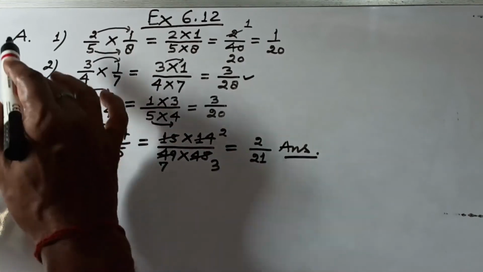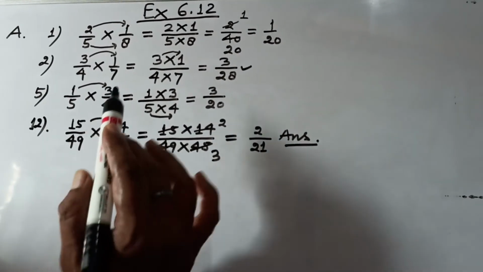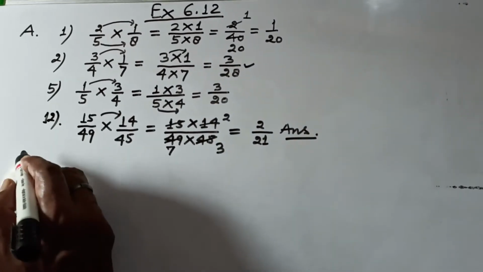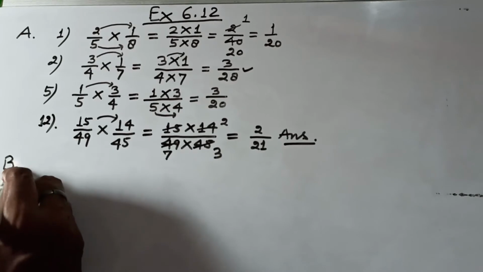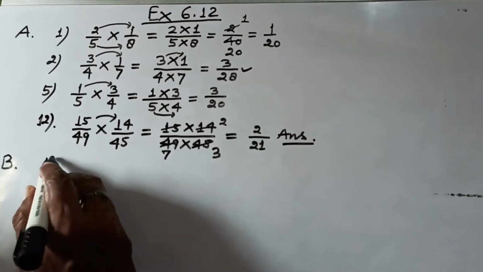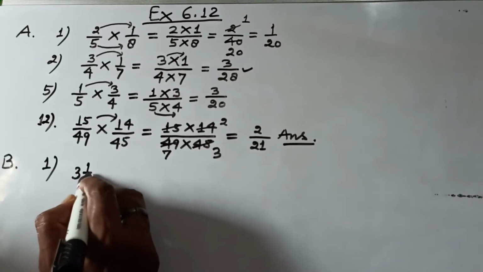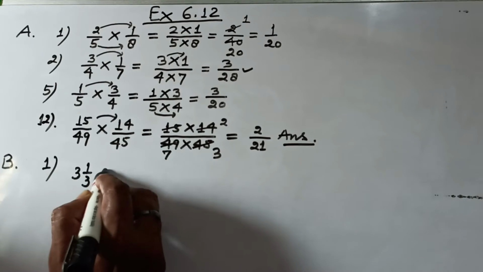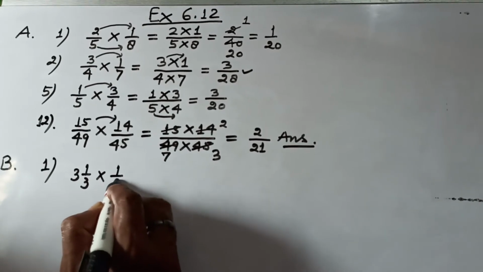In this way you can complete exercise A part of exercise 6.12. Now B part, multiply. First part is 3 whole 1 by 3 multiplied by 1 by 5.